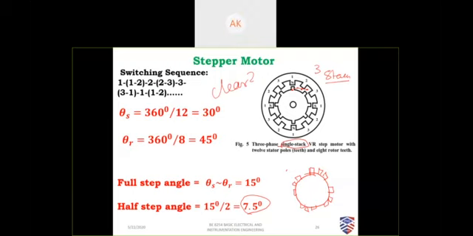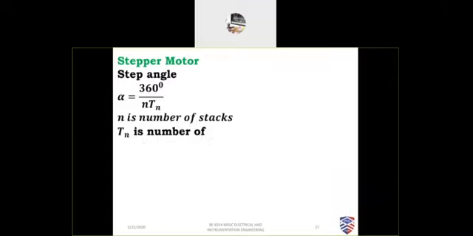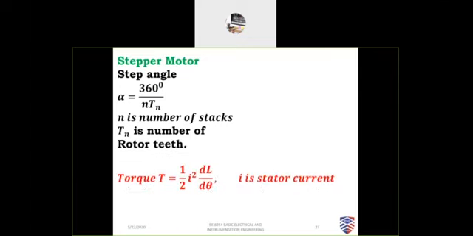So for the reluctance motor, the step angle alpha is 360 degrees divided by n into Tn, where n is the number of stacks and Tn is the number of teeth on the rotor. Torque is equal to 1 by 2 I square dL by d theta. This is available in the book.